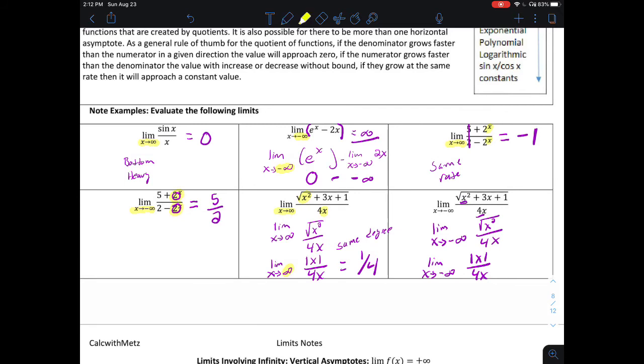However, we have a restriction here because of the absolute value: the numerator will always maintain a positive sign. And so if I'm heading way off to the left, I'm going to be positive in my numerator, negative in my denominator, which means that this limit is actually going to be, if I go to the left, negative 1/4.